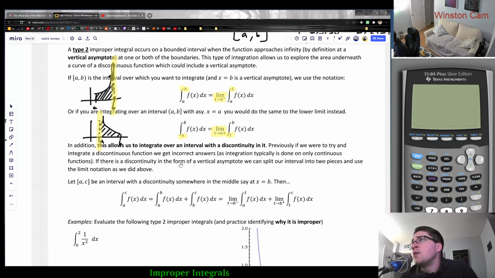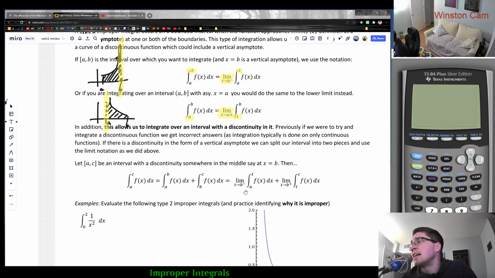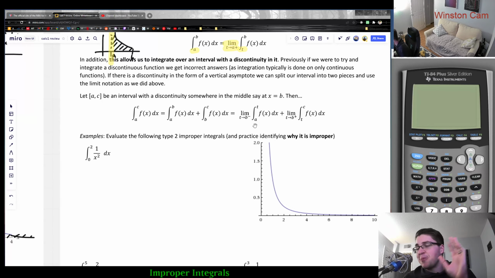Or similarly, if there was a discontinuity in the middle, we would want to split it up into two pieces, kind of like we did in the last example. But we'll come back to that in just a minute. Let's get into an example. Don't want to talk on and on and on without doing any math.